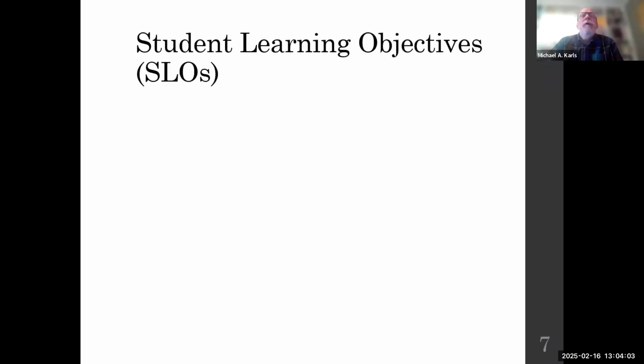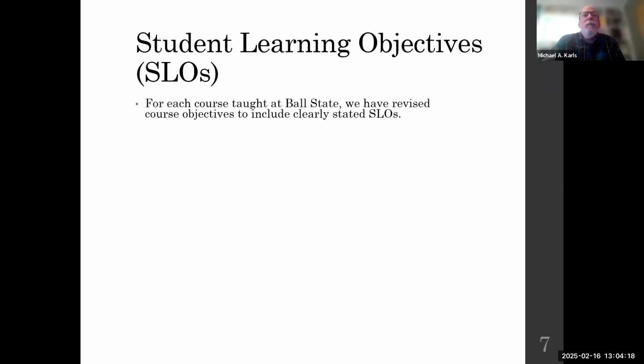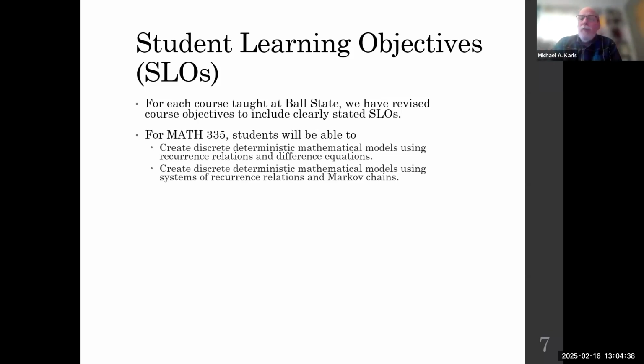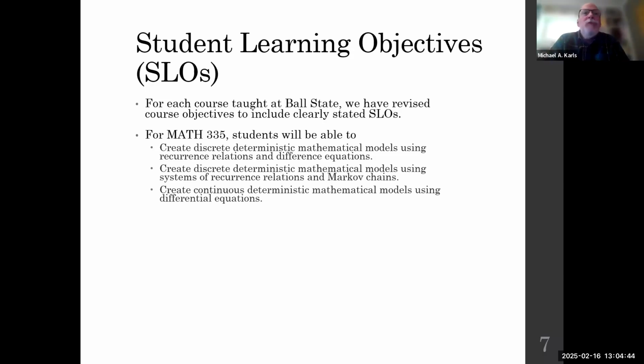Okay, here at Ball State, we've actually revised all of our primary syllabi for courses, and we've added in student learning objectives for each of our classes. And so here's a list of the student learning objectives for this course. So for Math 335, students will be able to create discrete deterministic mathematical models using recurrence relations and difference equations. Create discrete deterministic mathematical models using systems of recurrence relations and Markov chains. Create continuous deterministic mathematical models using differential equations.